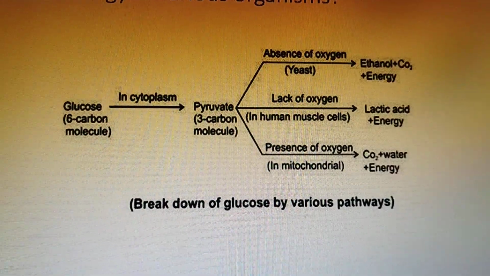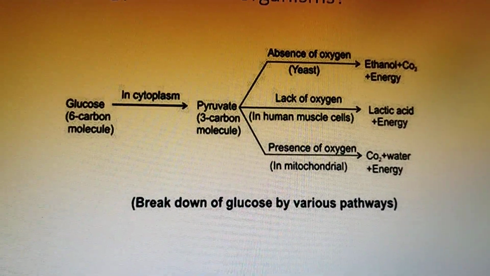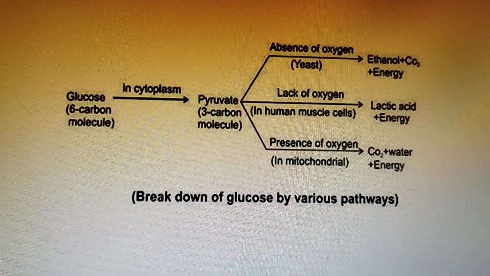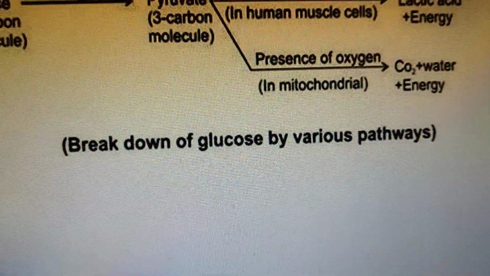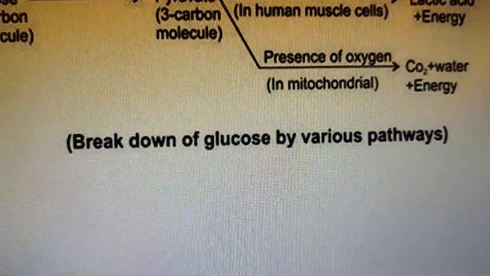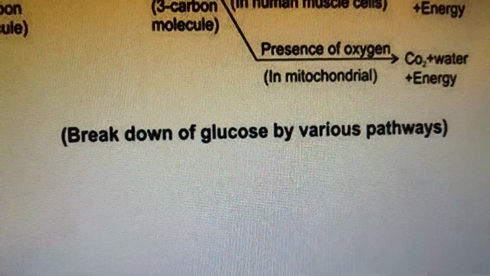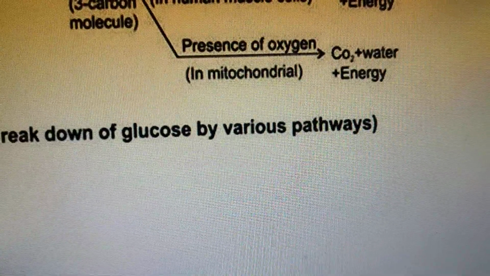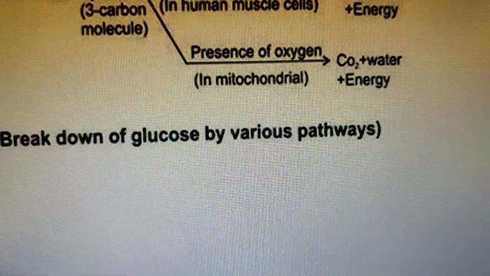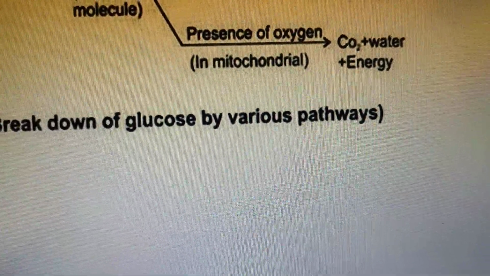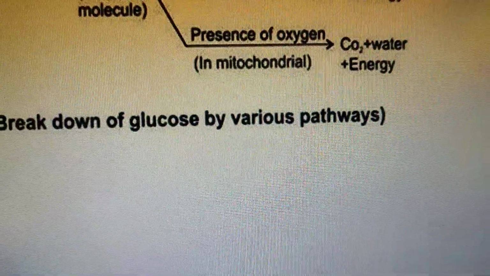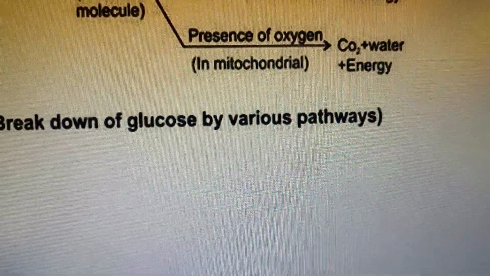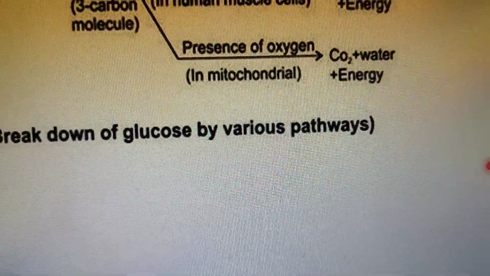After that, if it is aerobic respiration, then where will the pyruvic acid enter? Look at this one. It will enter the mitochondria. In the presence of oxygen, it will give carbon dioxide, water and energy. So in aerobic respiration, pyruvic acid breaks down to give carbon dioxide, water and energy in the mitochondria. Remember, in the mitochondria.